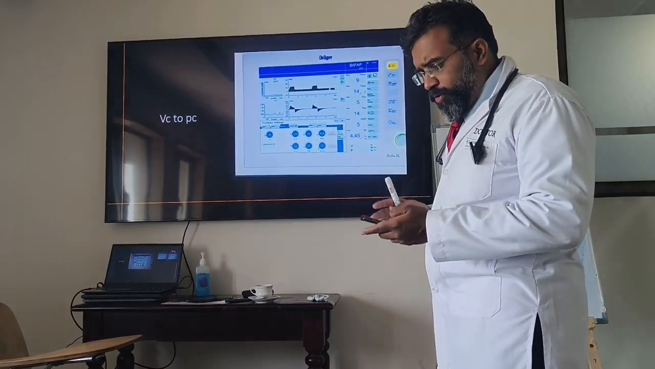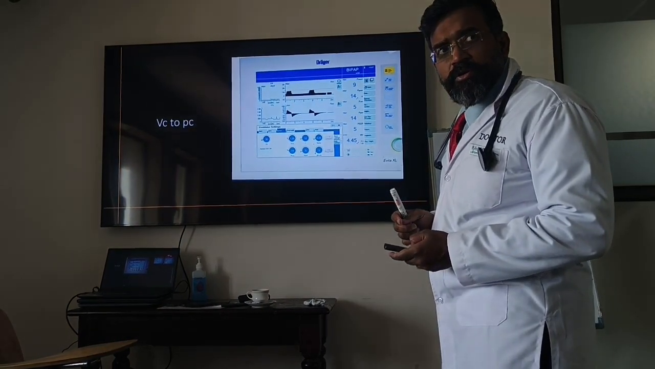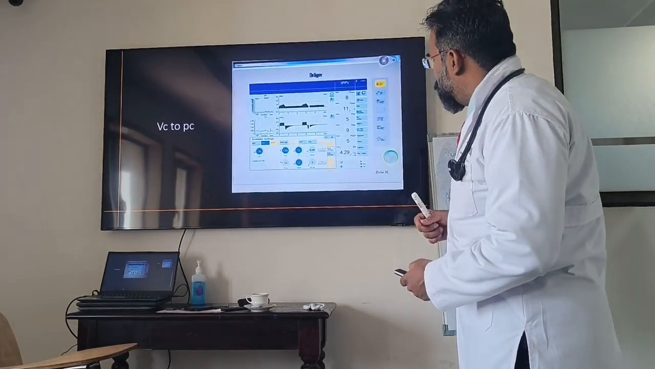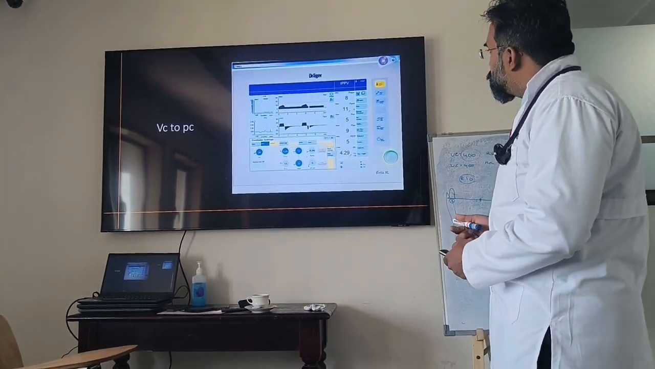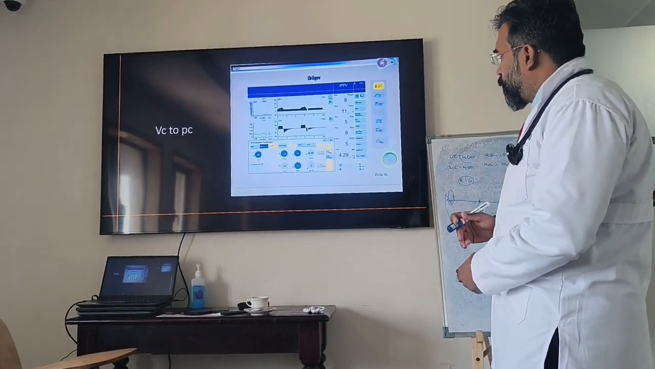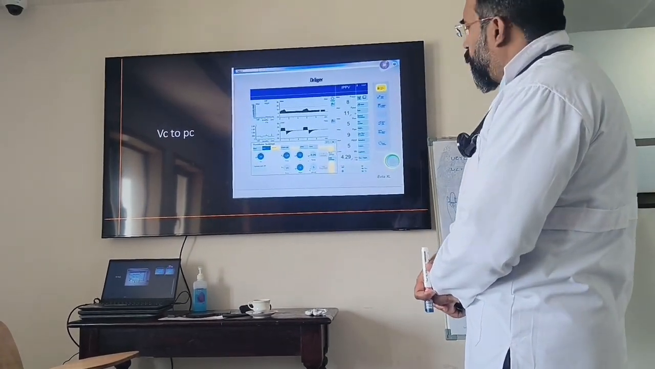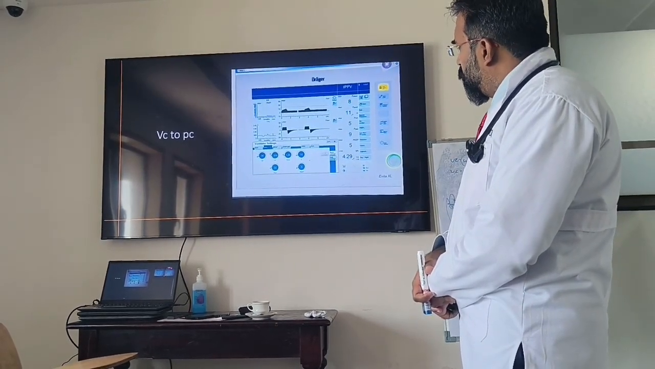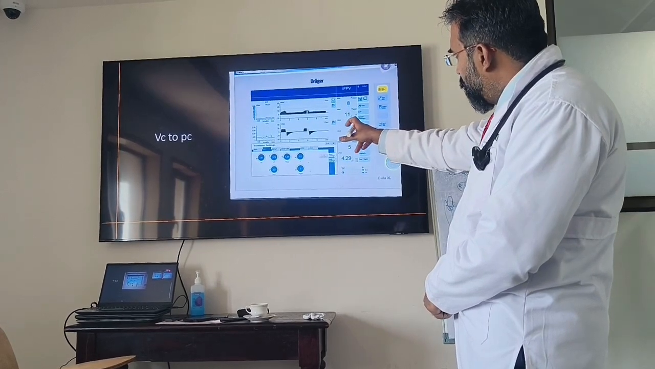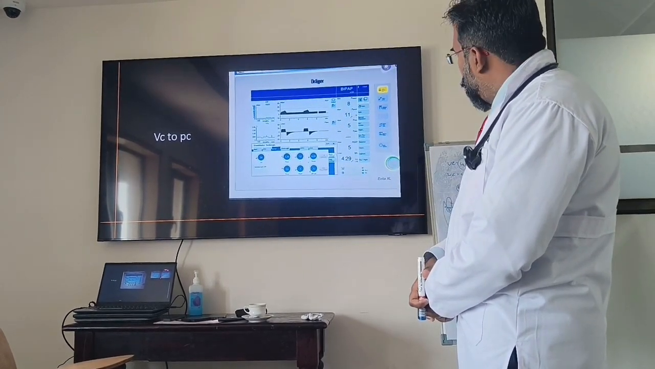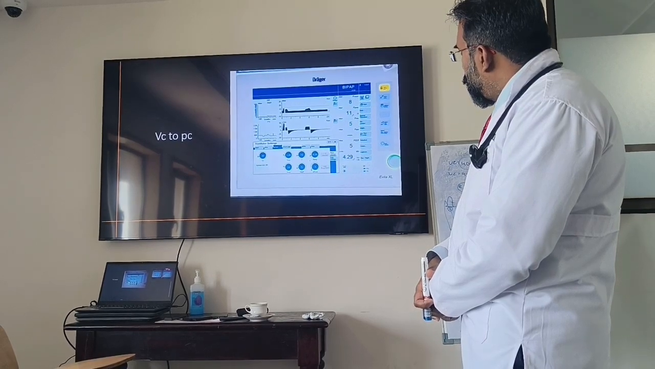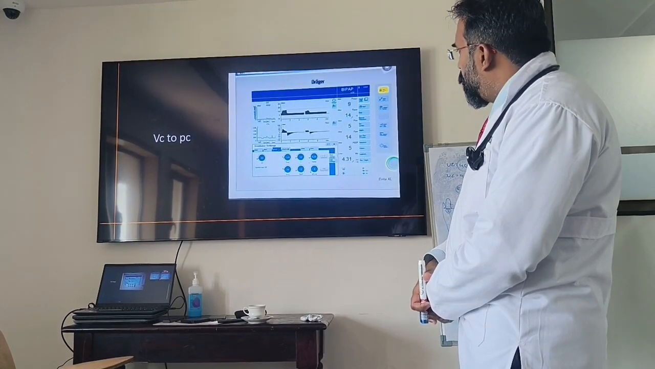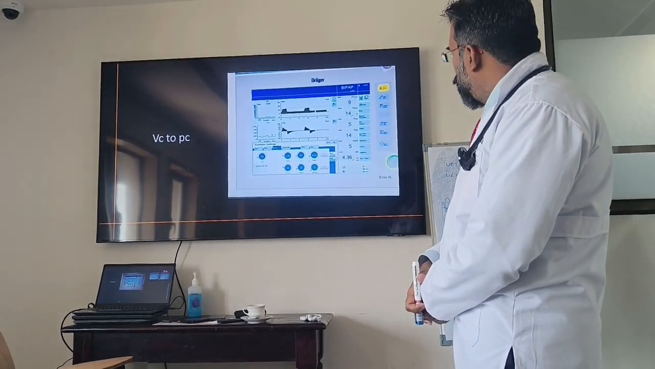Any doubts till now? You want to go back and see once more how it works? So this was what it was. Now let us go once more from volume control to pressure control and see the differences on the waveforms. Notice very carefully how it goes. This is your volume control mode of ventilation. Top part is pressure over time, lower is flow over time. Now see, I am converting to BiPAP. Suddenly it has changed to a pressure controlled form of ventilation.